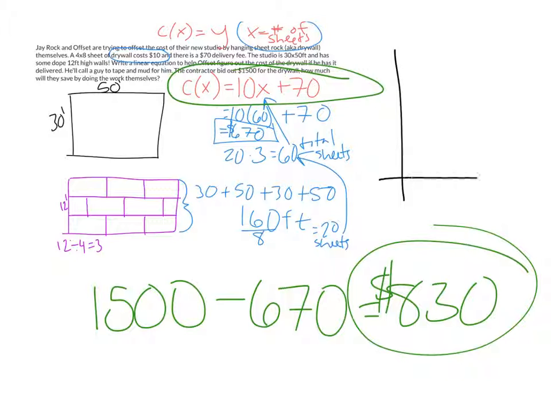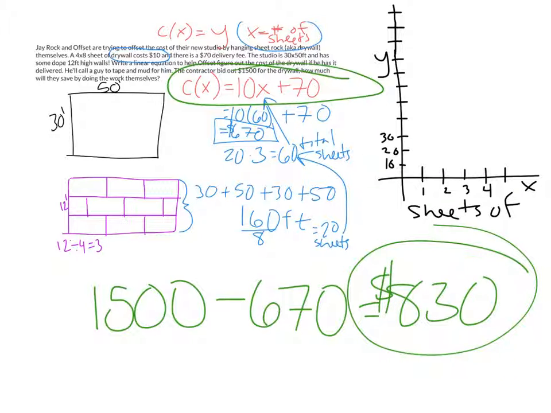And I could even graph it. So say this is my x-axis and this is my y-axis. Let's chunk this up by tens. All right, so I've got my scale for my graph here. We'll go by tens on my y: 10, 20, 30. And I'm going to go by ones on my x, and you'll see why in a sec: 1, 2, 3, 4. So think of the x as my sheets of drywall. And then the y is my cost.